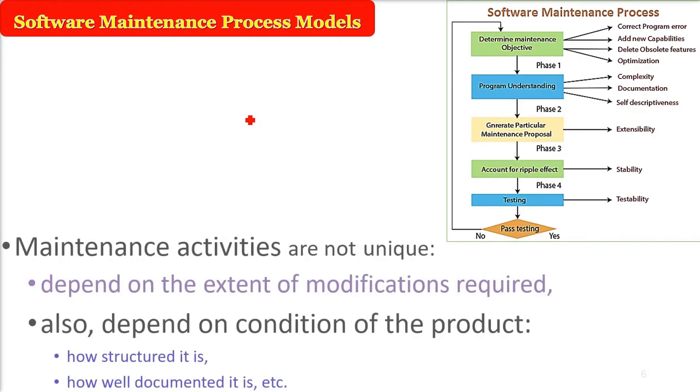So software maintenance process models. Maintenance activities are not unique for each and every kind of project or software or system. It totally depends on what extent, what complexity, and in what way the modification request or change request is received. So modification will be different depending upon the different kind of projects in question. It also depends on the condition of the product, how well structured it is, whether we have the documentation or not, the proper inbuilt documentation in the code, and various supporting documents.